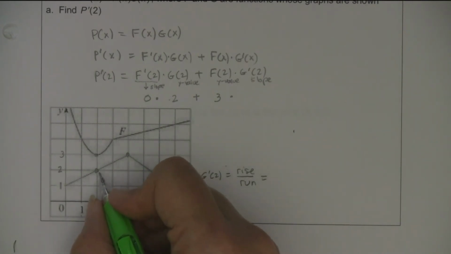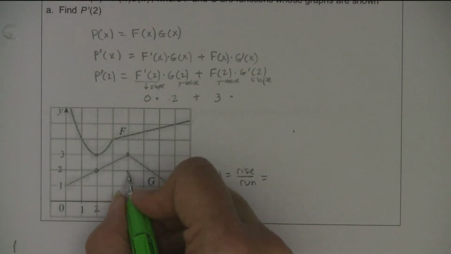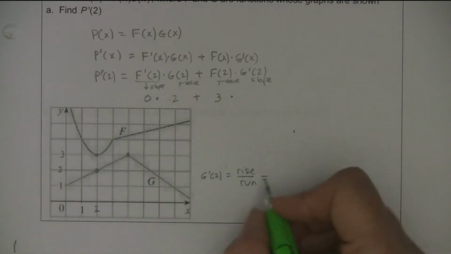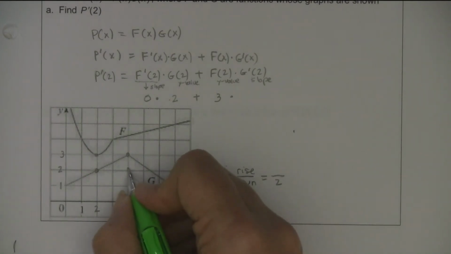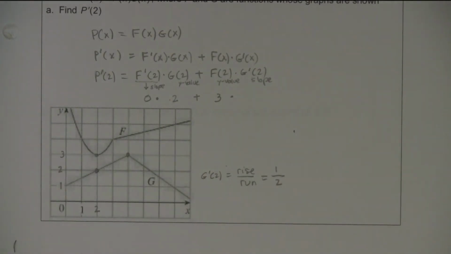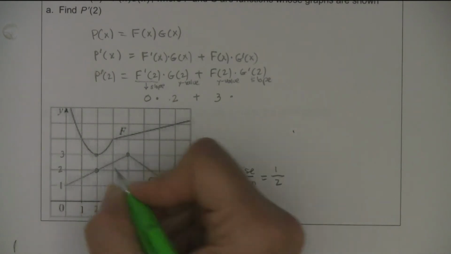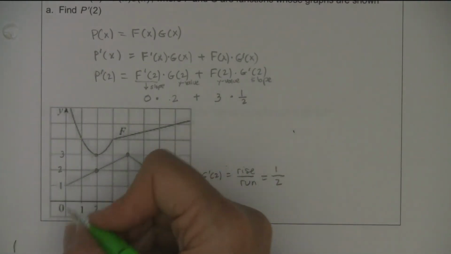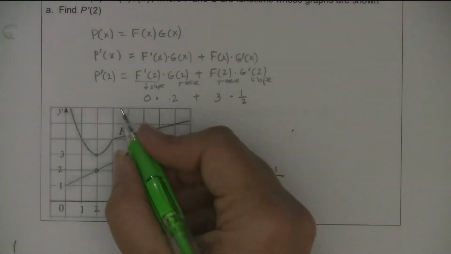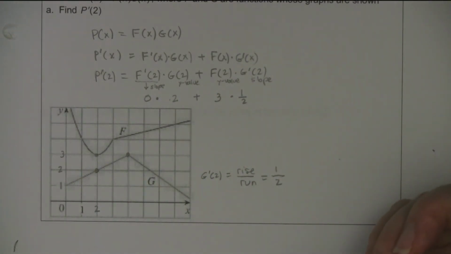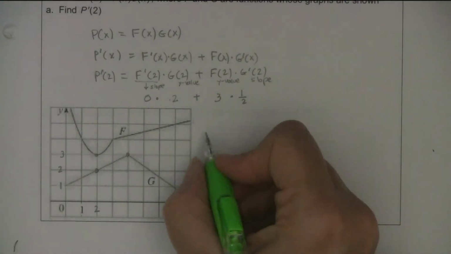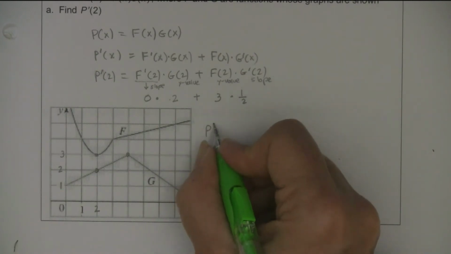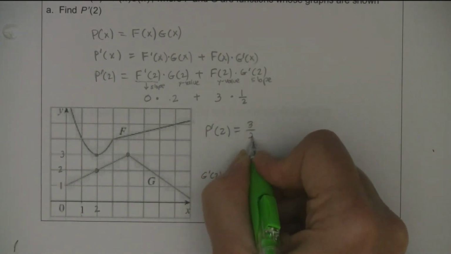So I kind of had to get crazy on the last video. So this is over 2, right? Over 2 is my run. And then my rise is up 1. And so a half is the slope of that line. You could have done it any which way, your choice, right? I would not have picked that point because then I would have had to estimate where it was, and if you have the choice of going exact, you should go exact. So 0 times 2 is 0, and then 3/2 is my answer here. So g prime at 2 is 3/2. That's what they asked us to find.